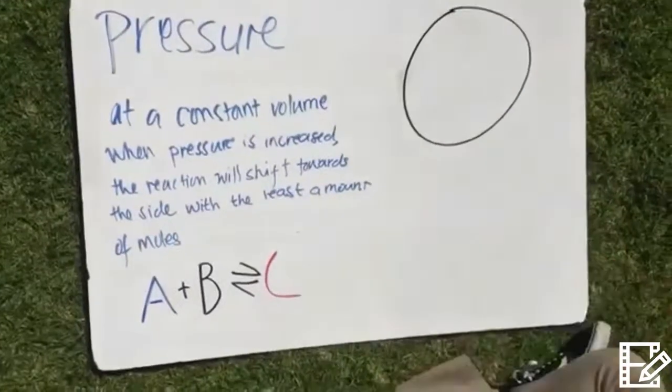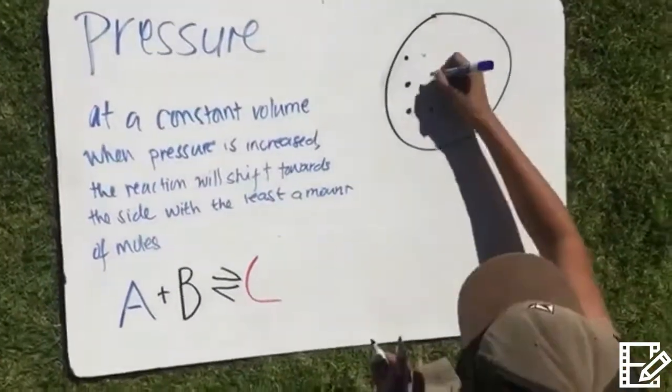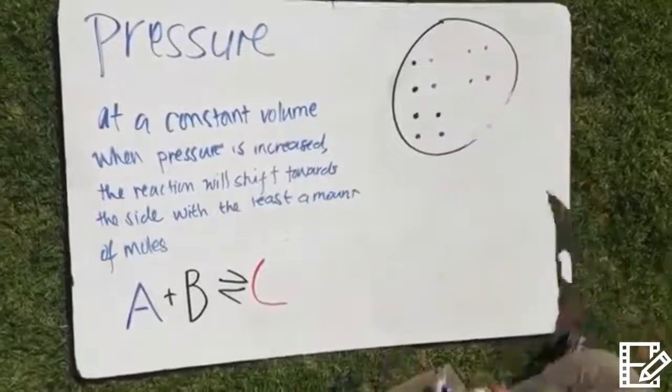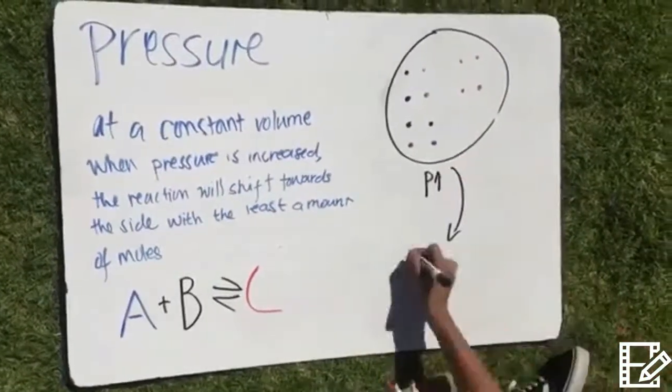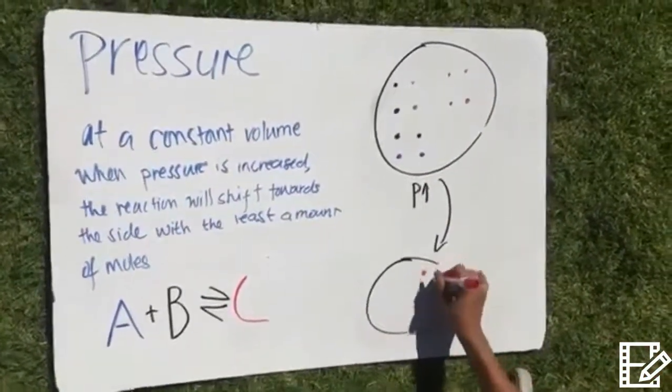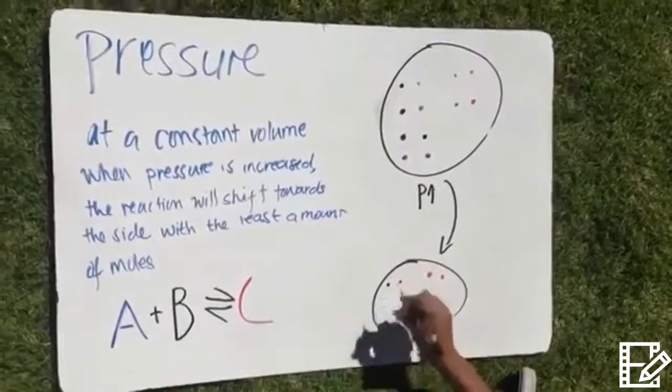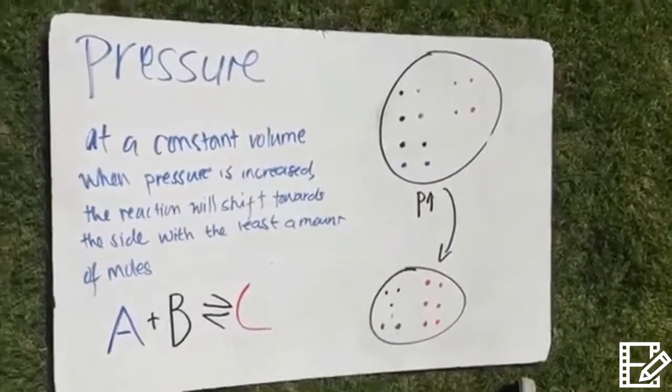Pressure is similar to volume in that shifts depend on the number of moles of reactants and products. When pressure increases, the reaction will shift to the side with the least number of moles, and vice versa. Pressure decreases cause a shift to the side with more moles.